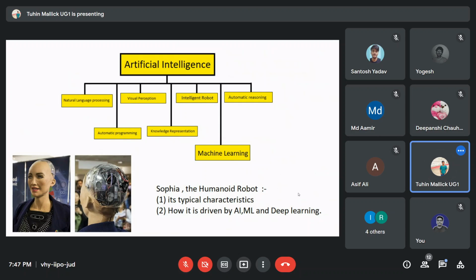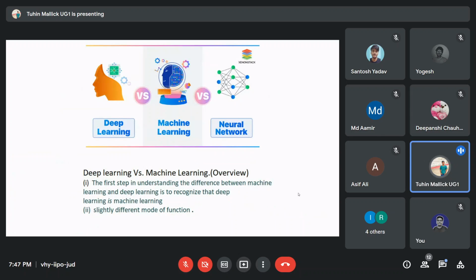So now we'll go into the details where a boundary line has been drawn between deep learning and its function, machine learning, and neural network. So deep learning versus machine learning, what's the difference? If I say in very informal words, the easiest one-line statement that can describe this is that all deep learning is machine learning, but not all machine learning is deep learning.